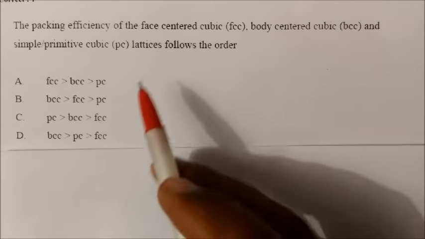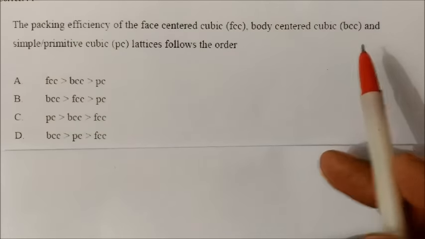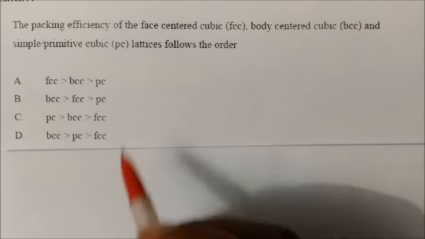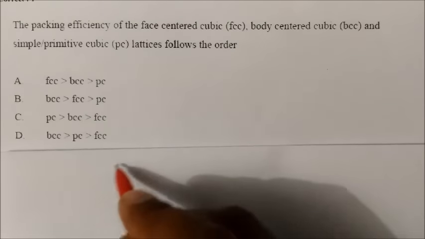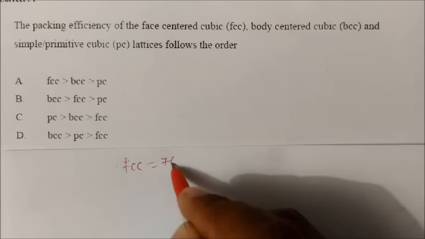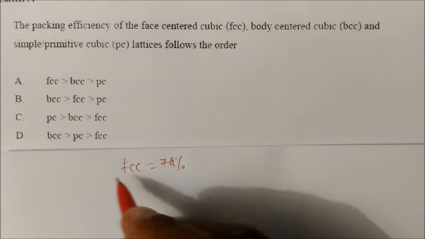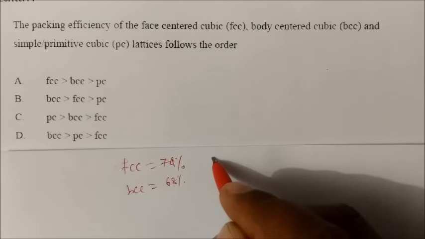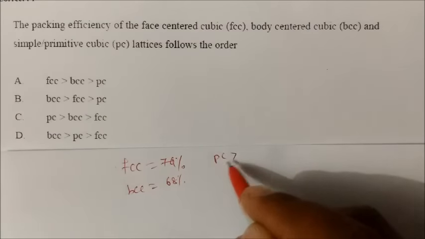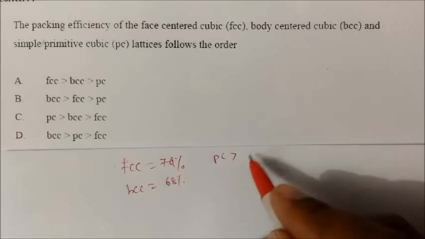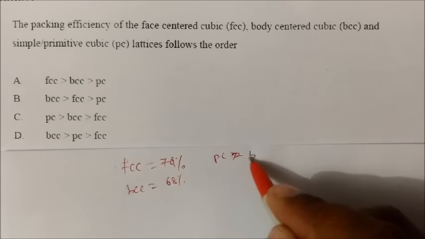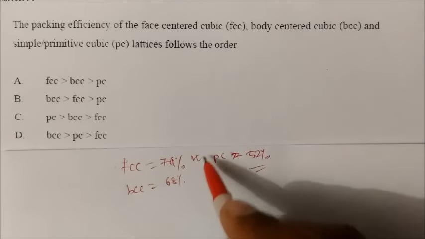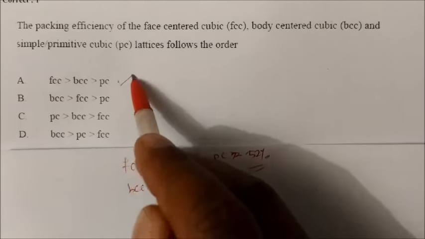The packing efficiency of the FCC, BCC, and PC lattice follows the order. This is once again an easy question. So we know the packing efficiency of FCC. So how much is FCC? It is 74%. And for BCC it is 68%. And for PC, simple cubic, primitive cubic, how much percentage is it? It is 52%. So we can determine which has more packing efficiency, definitely FCC. So the answer is A.